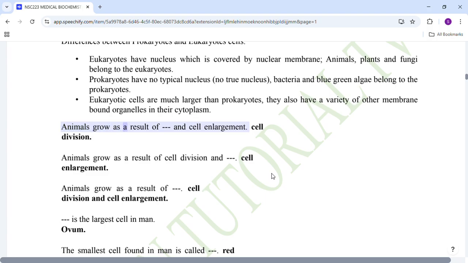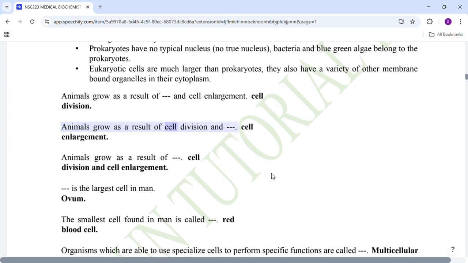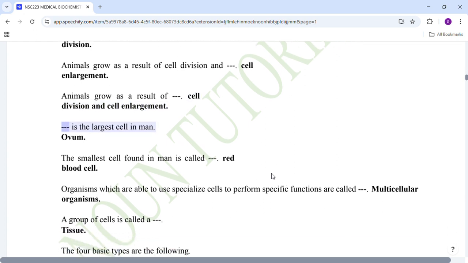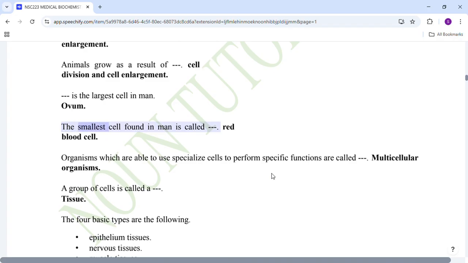Animals grow as a result of cell division and cell enlargement. The ovum is the largest cell in man. The smallest cell found in man is the red blood cell.